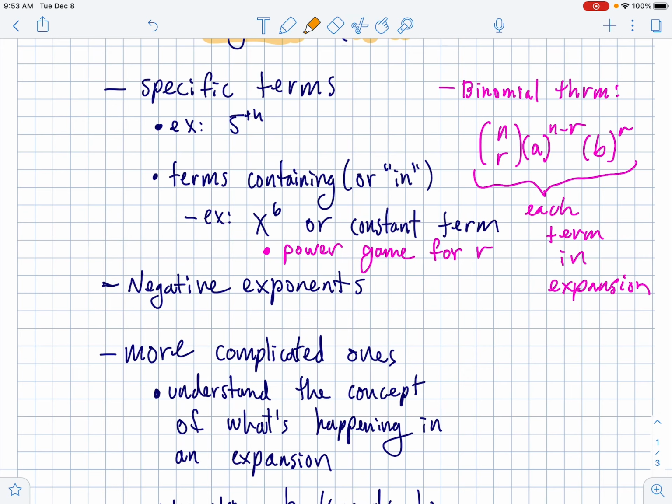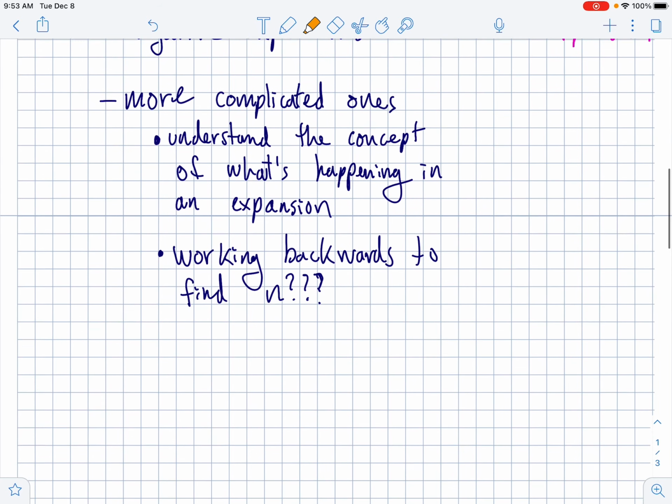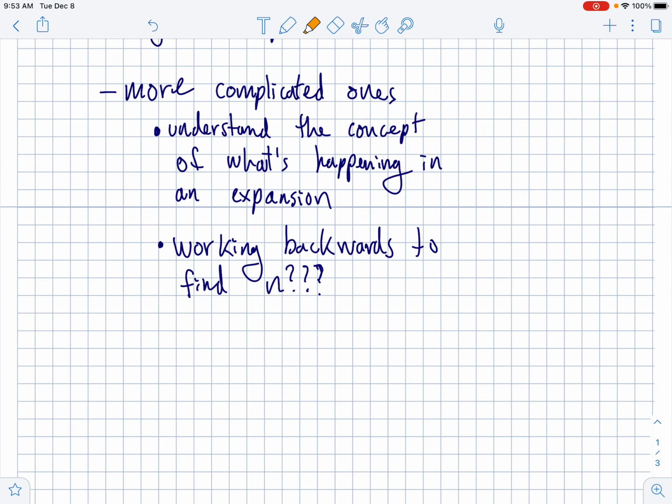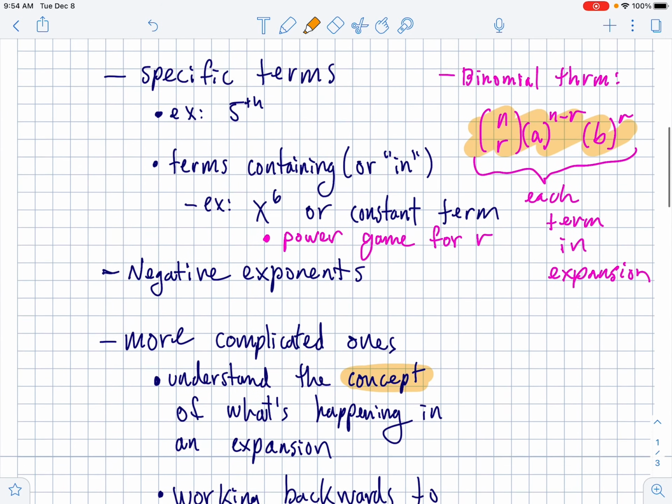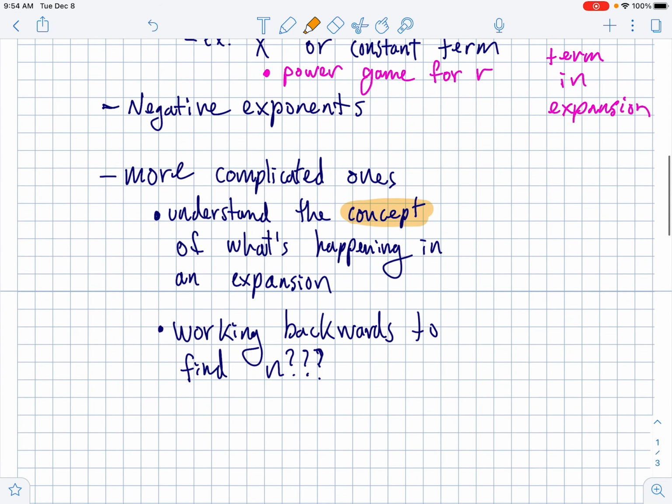Just a quick reminder that sometimes you have to work with negative exponents. That means that if there's an x or variable in the denominator, you have to kick it upstairs and put a negative exponent on it. There are lots of problems that are just more complicated, like they involve fractions, or perhaps there's some sort of multiplier on the outside of the binomial. This is kind of a tough one, but you really just need to understand the concept of what's happening when you expand: how each term looks like this, and that if there was a multiplier on the outside, each term would get multiplied by that multiplier.